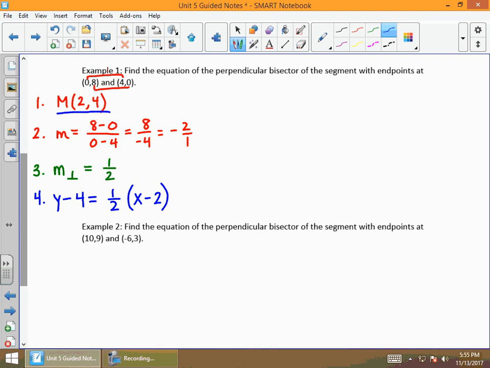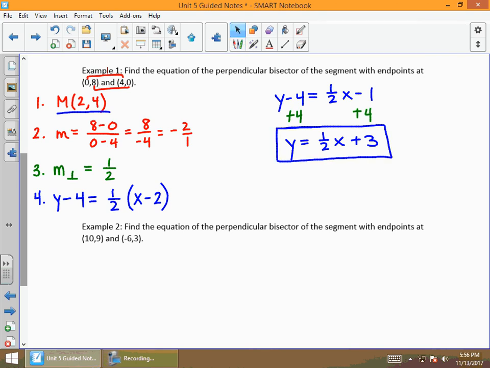And then the final step, solve for y. So y minus 4 is equal to, I'm going to distribute my 1/2. 1/2 times x is 1/2 x. 1/2 times negative 2 is negative 1. Then I'm going to add 4 to both sides. And my equation is going to be y equals 1/2 x plus 3.